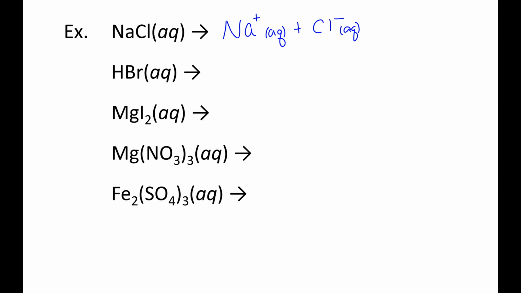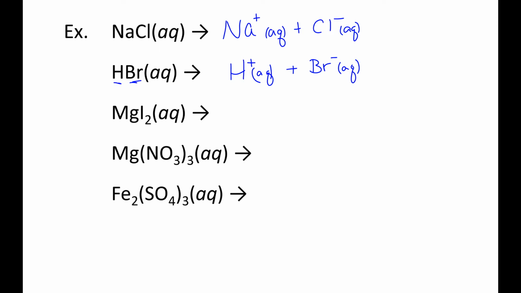Let's look at the next one, hydrobromic acid. Hydrobromic acid is made up of hydrogen ions, so you've got your H, and then your Br, the bromide ions. And they have +1 and -1 charges.